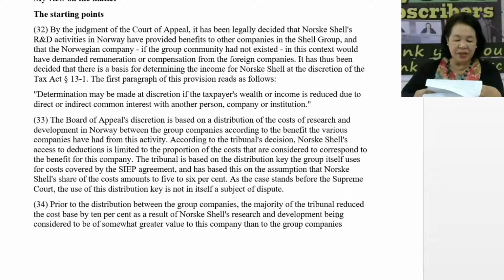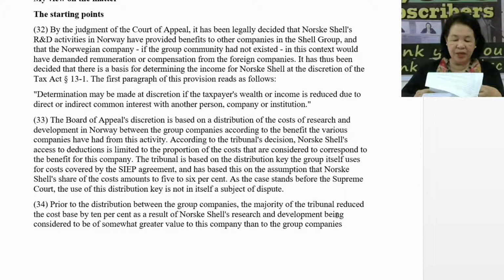So it has thus been decided that there is a basis for determining the income for Norske Shell at the discretion of the Tax Act 13-1. The first paragraph of this provision reads as follows. Determination may be made at discretion if the taxpayer's wealth or income is reduced due to direct or indirect common interest with another person, company, or institution. The Board of Appeals discretion is based on a distribution of the cost of research and development in Norway between the group companies according to the benefit the various companies have had from this activity.